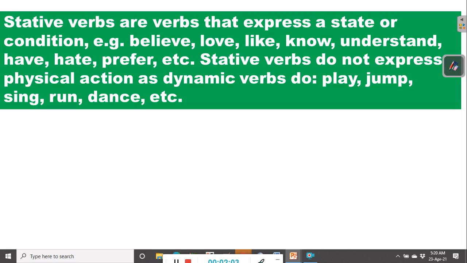We shall be looking at various uses of stative verbs, and we can see that stative verbs do not express physical action as dynamic verbs do. In other words, there are various classifications of verbs, and one of the ways of classifying verbs is to classify verbs as dynamic or stative, and we shall be looking at that classification. Dynamic verbs are verbs that express action like play, jump, sing, run, dance, and so on and so forth.